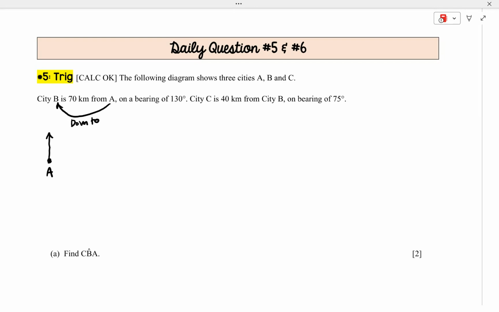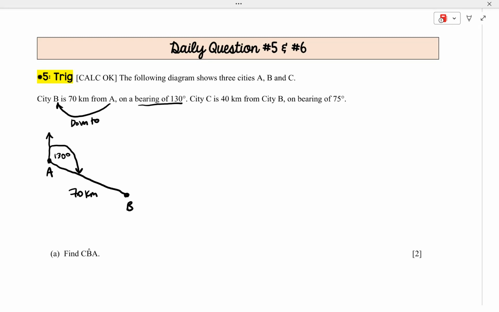A down to B is on a bearing of 130. So A down to B, it's going to be a little obtuse. It's going to kind of go down like this. And this is 70 kilometers. Okay.